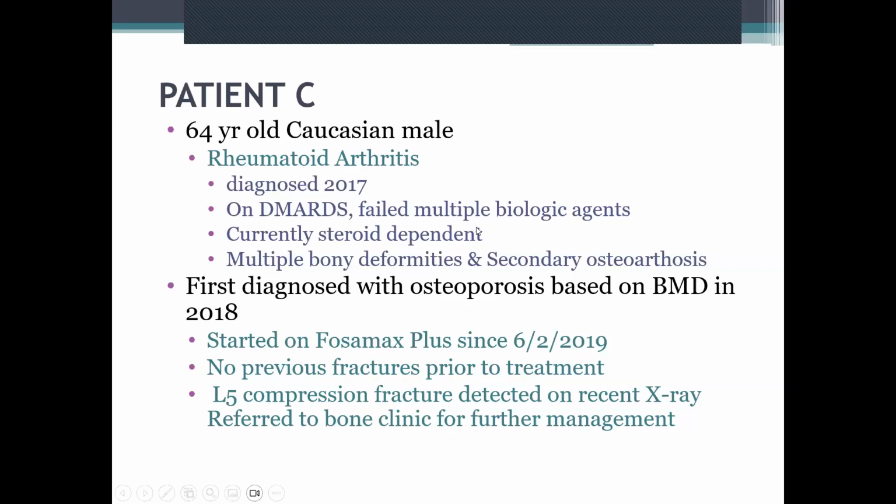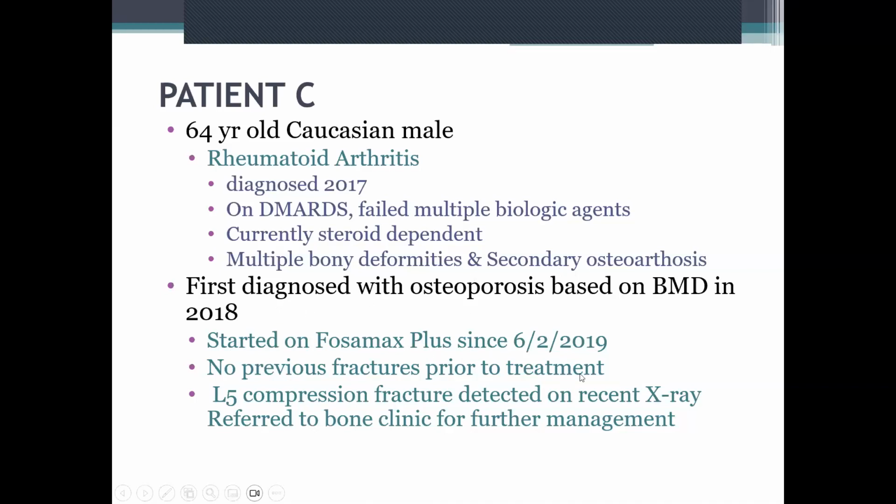He's got steroids, and that will cause BMD decline. He's also got rheumatoid arthritis. He was first diagnosed with osteoporosis in 2018. Again, at that time, he was started on Fosamax Plus. Because of the glucocorticoid-induced osteoporosis, you've got low BMD, you would want to start anti-resorptive therapy straight away.